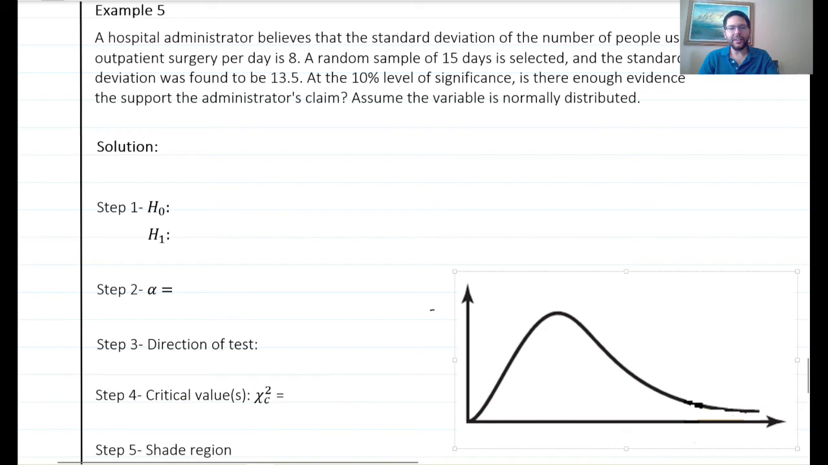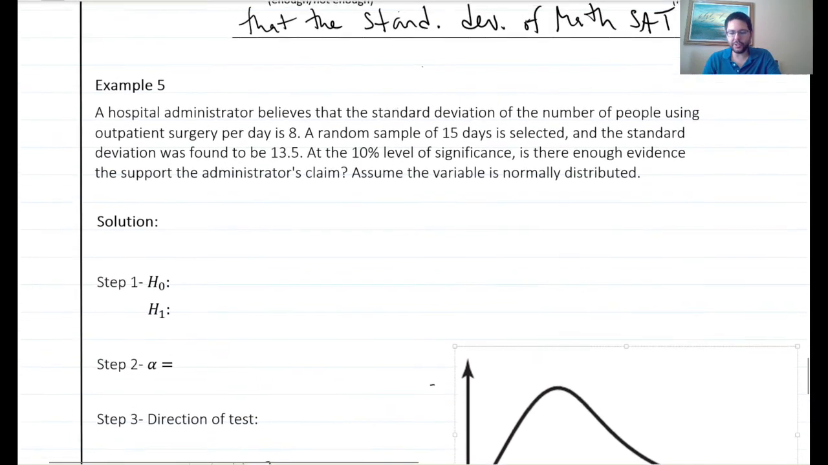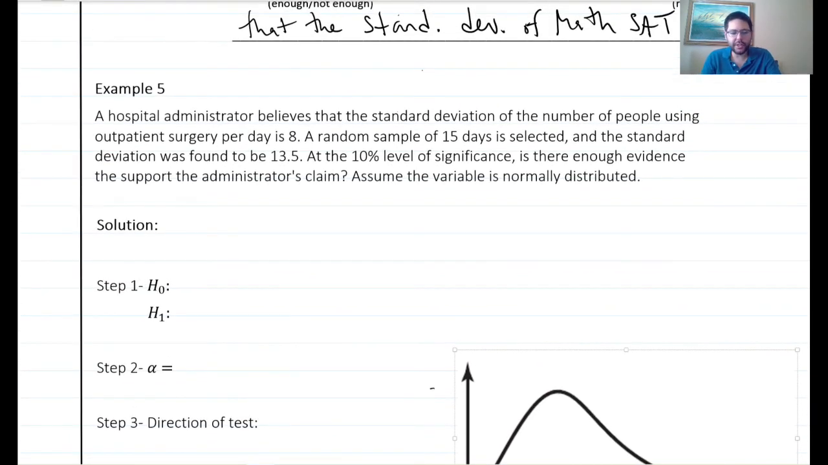All right, so let's look at example 5 real quick. For this one, it says a hospital administrator believes that the standard deviation of the number of people using outpatient surgery per day is 8. So we have the standard deviation is 8. That's a claim. So let's convert that to a sigma squared. That's going to be 8 squared, and 8 squared is 64.